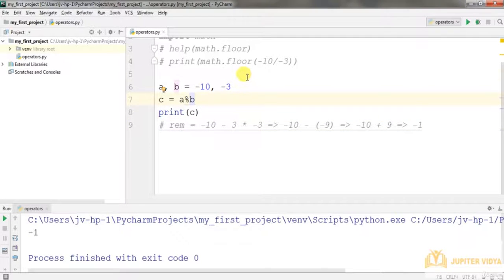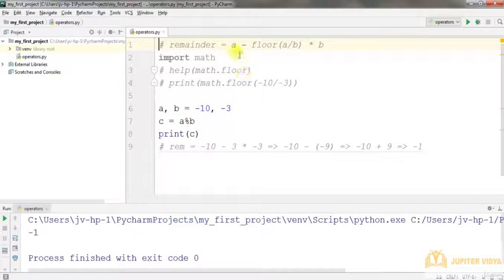So this way we can calculate. Very simple. We'll explore these things like how to import other modules and what these functions are in a coming lecture. As of now you can just understand that this way we can include any module and call the function directly.